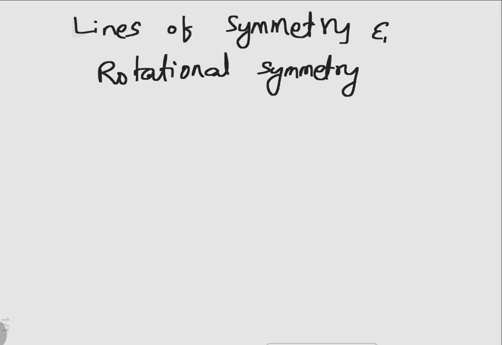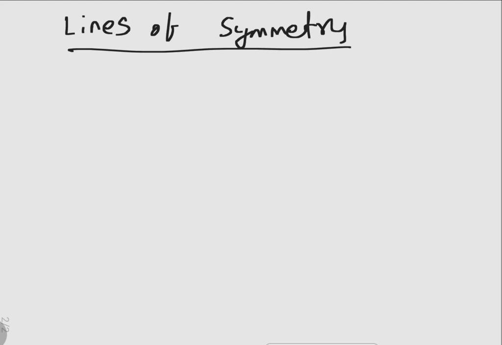Here we are going to talk about lines of symmetry and rotational symmetry. Let's first define what lines of symmetry are. Lines of symmetry is generally asked for a polygon: how many lines can be drawn across a shape in such a way that the folded part can sit perfectly on top of the other.